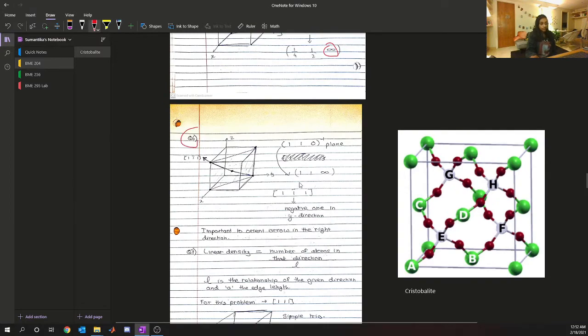Question 6 is drawing the plane and then sketching the direction in that plane that goes through those atoms. So this is actually a BCC plane, which I forgot to mention. I'm just going to write that here in the worst way possible. So we do have an atom in the center.